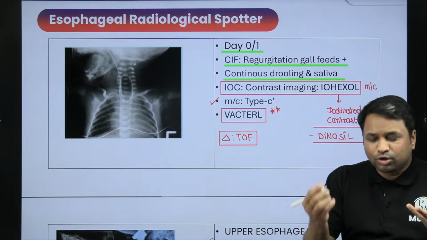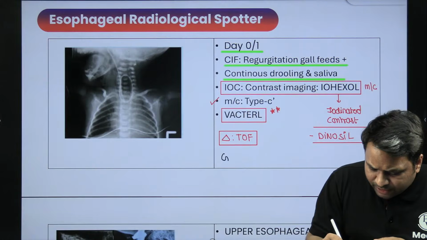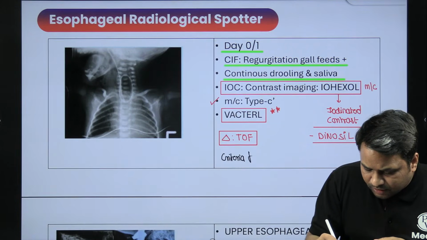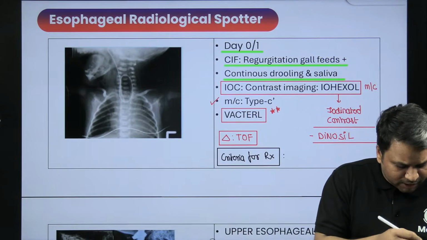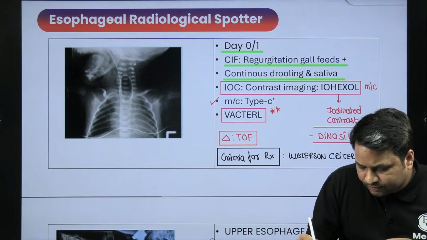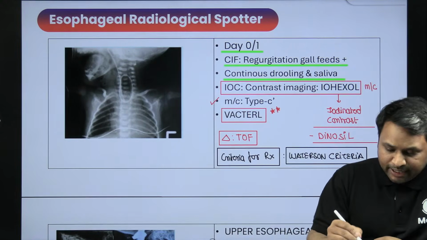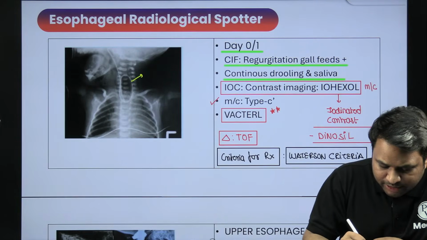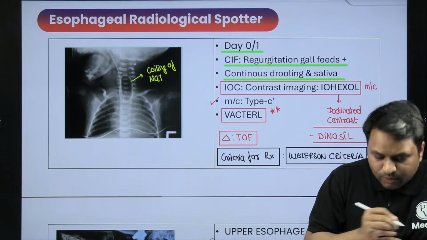Now, if they want to make your life a little bit difficult, they can ask you what is the criteria used for treatment in the tracheoesophageal fistula. The criteria for treatment in the tracheoesophageal fistula is what we call the Waterston criteria, right? So in the radiograph, what are you able to see? In the radiograph, I am able to see coiling of nasogastric tube.